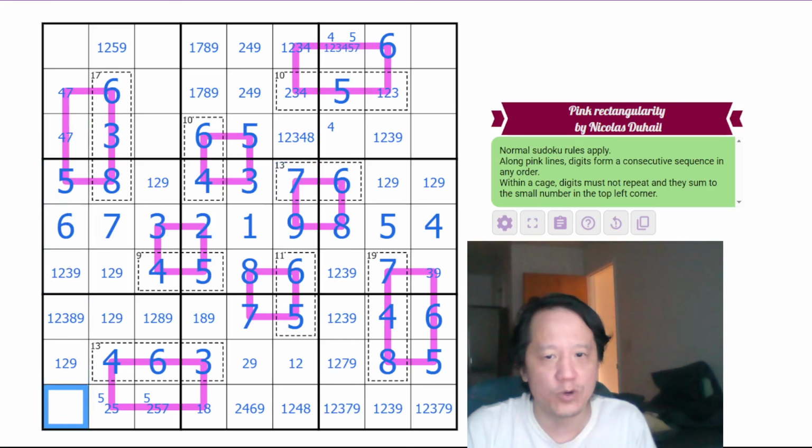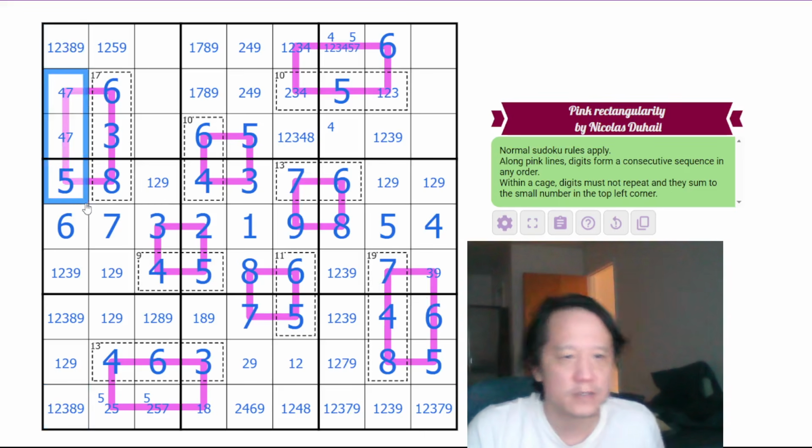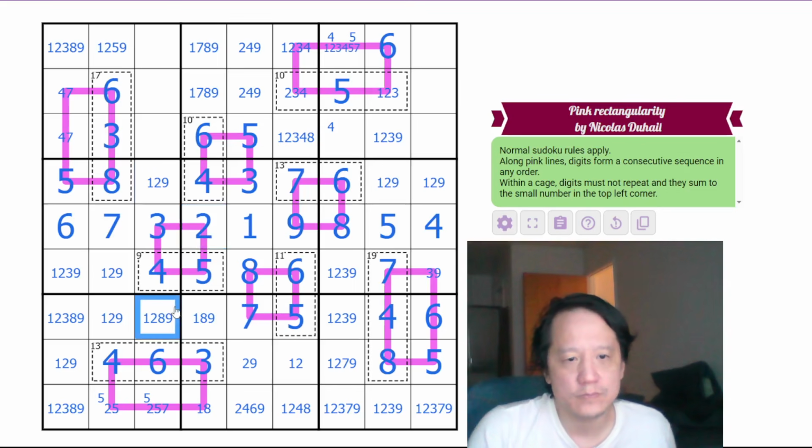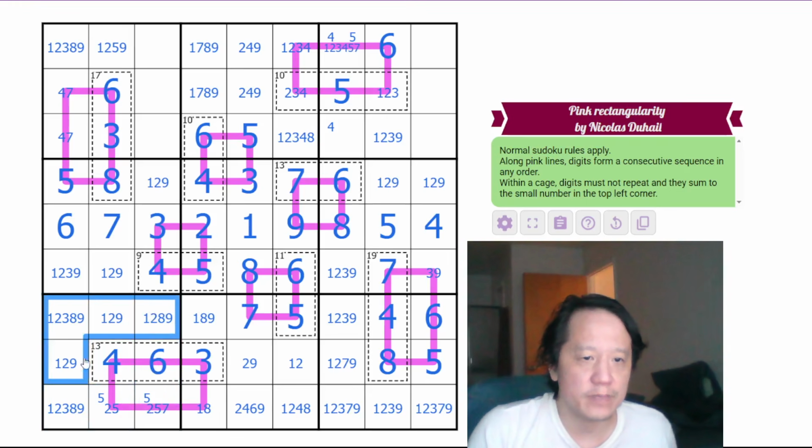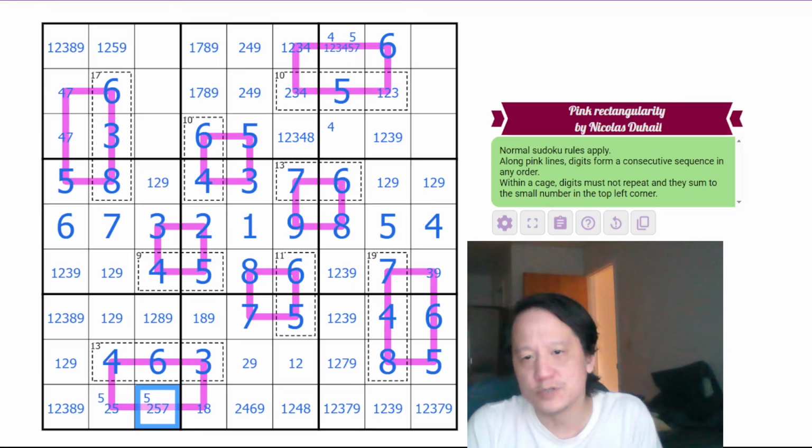Remaining digits in column 1, we have 1, 2, 3, 8, 9. Well, where is the 7 in box 7? Cannot be here or here. Can't be here because of the 7 in the columns and the 7 in the row. And therefore 7 has to be here.